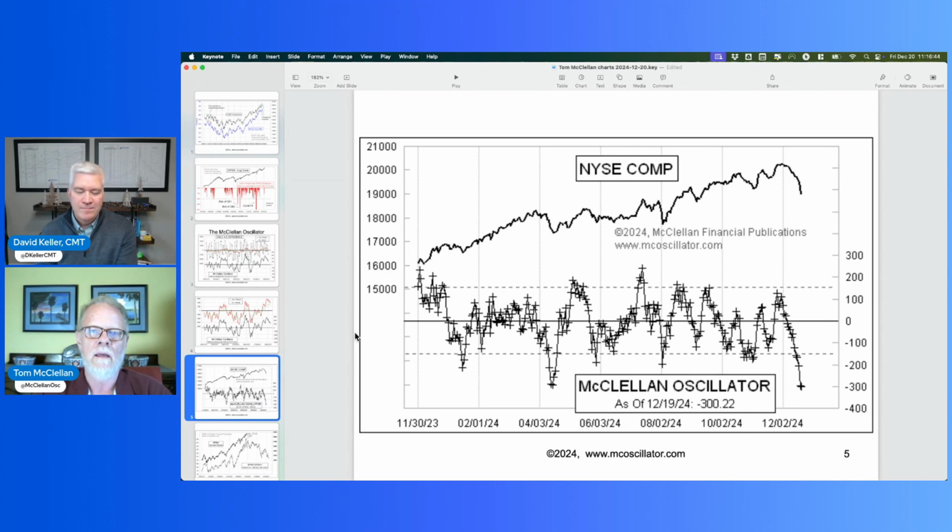Whether you get just a snapback bounce to make back a part of the losses, or whether it turns into a new uptrend, that's a different question. And you can't get that answer from just looking at how negative it is. You have to look at how the bounce unfolds. And so that's what we'll be looking at in the next few days.